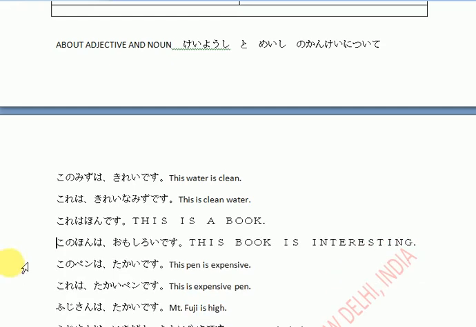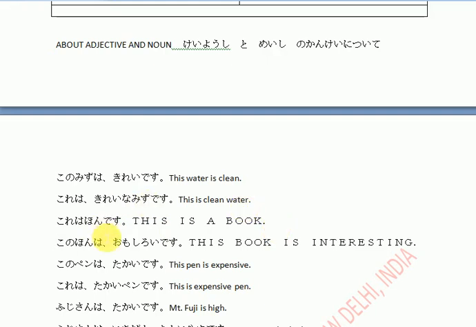So here, you can see, この水はきれいです。This water is clean. So here, just talking about water is clean. But now here in this sentence, これはきれいな水です。This is talking about clean and then water. So water is noun here. So if there is na adjective, you have to put な also. So きれいな水.